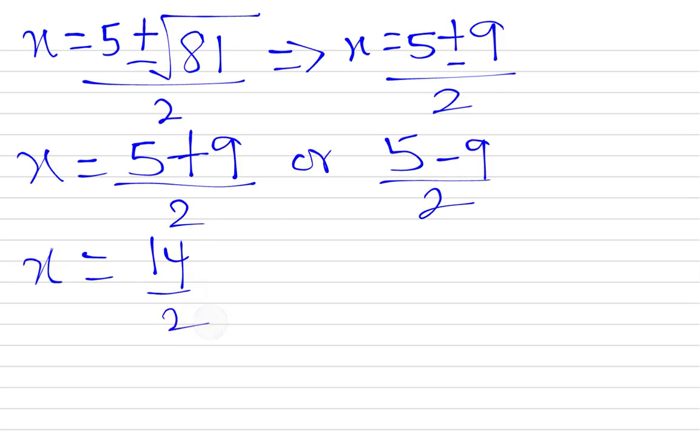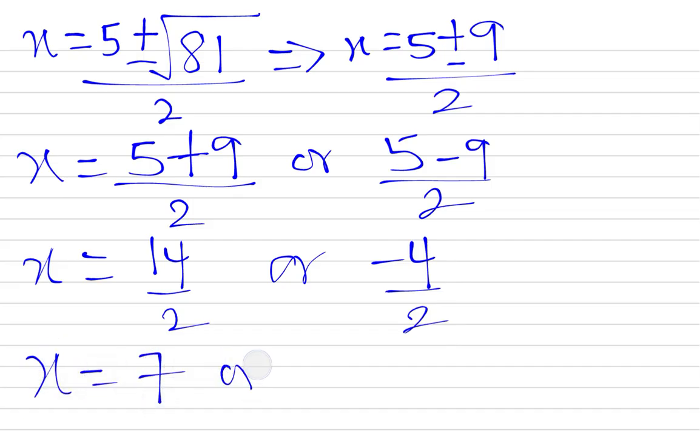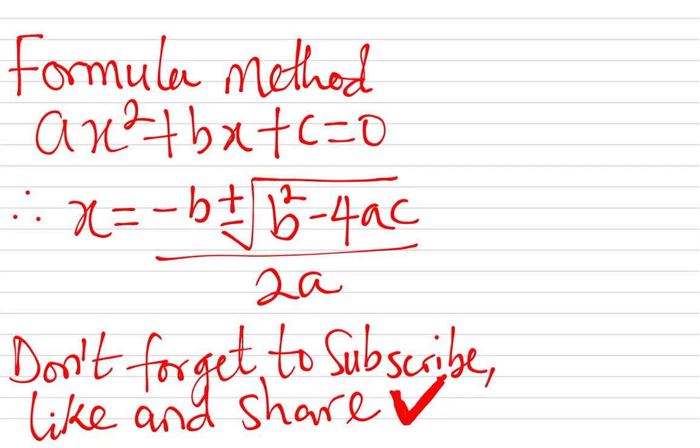14 over 2, or minus 4 over 2. That means x is equal to 7 or minus 2. If you check the question we solved using the factorization method, you will notice that we got the same answer. So that is how you are going to do the first example.